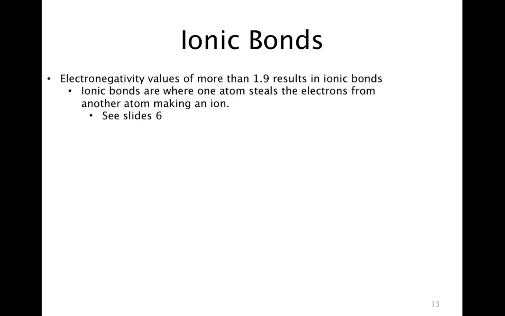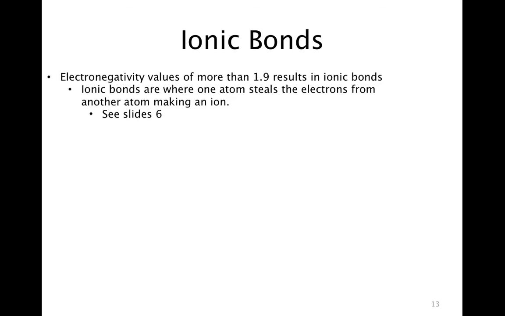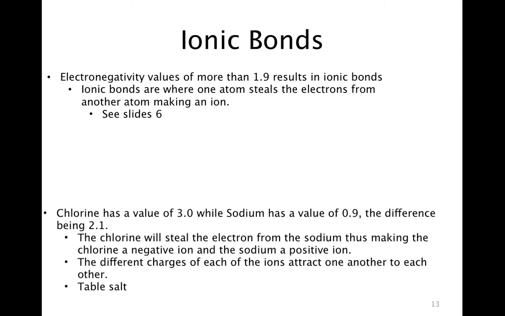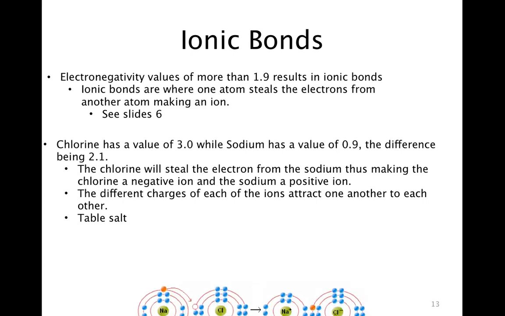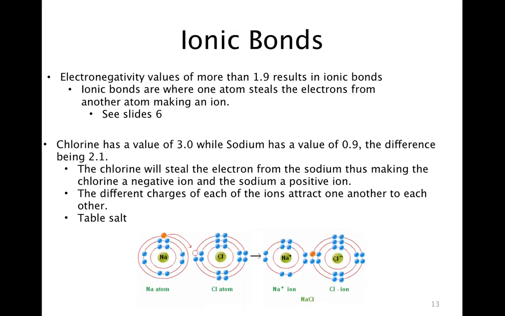So what happens to get to even greater electronegativity value differences, say 1.9 or more, you form what we call an ionic bond. So chlorine has an electronegativity value of 3.0, while sodium has an electronegativity value of 0.9. The difference is 2.1. Chlorine is so strong that it rips the electron away from the sodium. And the chlorine will become negatively charged, sodium will become positively charged, and because they have this positive and negative charge, they bind together in the form of what we call table salt.